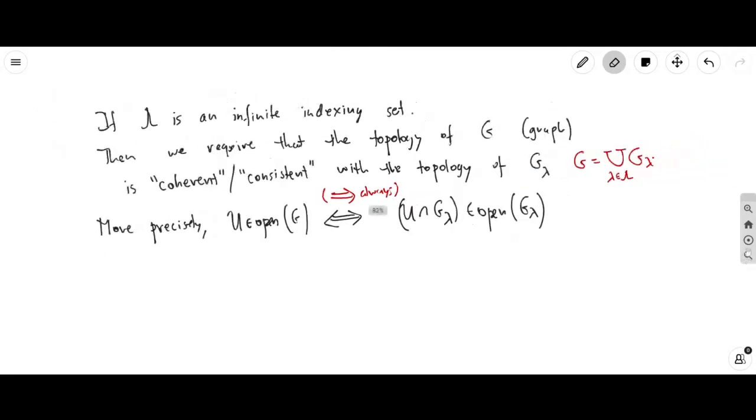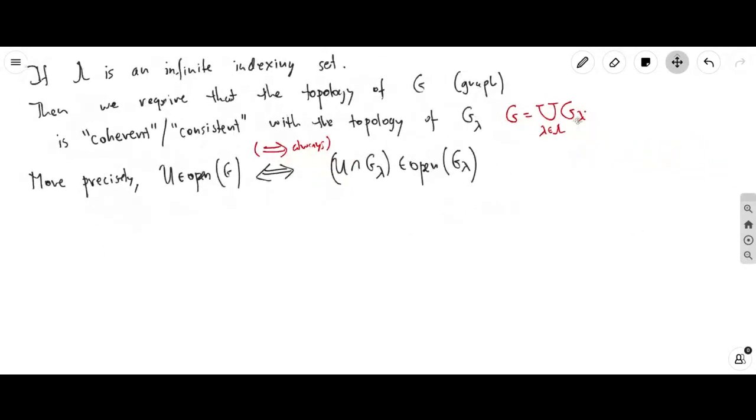Let me give you an example, and we've used this example already before. This is our third time using this example, but this is the example of the Hawaiian earring.